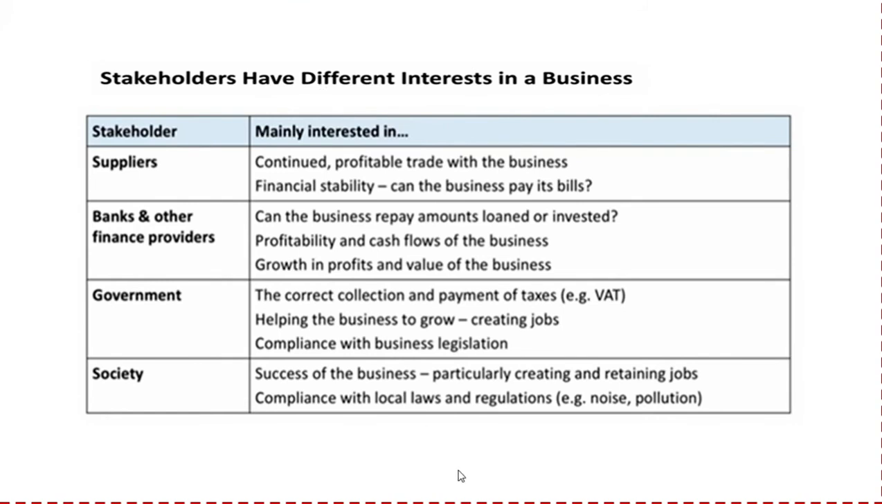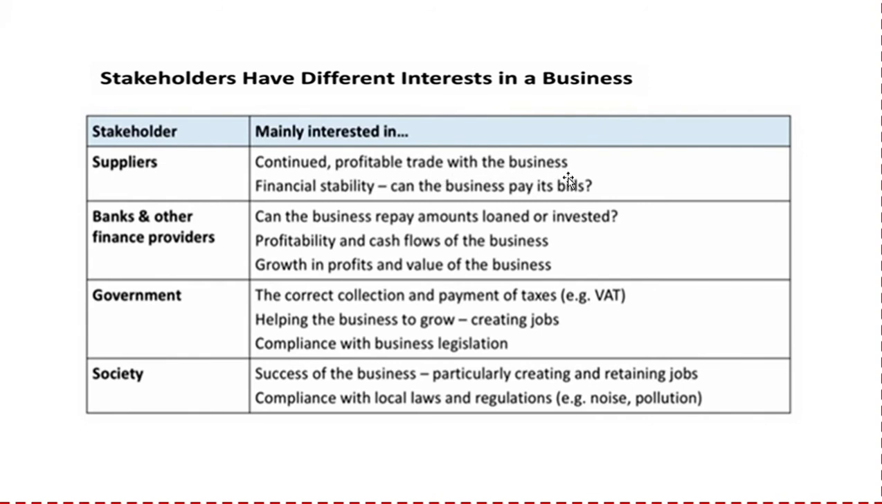So we have to accept the diverse demands of the stakeholders. Stakeholders have different interests in the business. Their interest is different from the shareholders to some extent. So let's just look at each of the stakeholders one by one. So there are suppliers outside of the corporation. There are suppliers, so they are interested in continued profitable trade with the business.